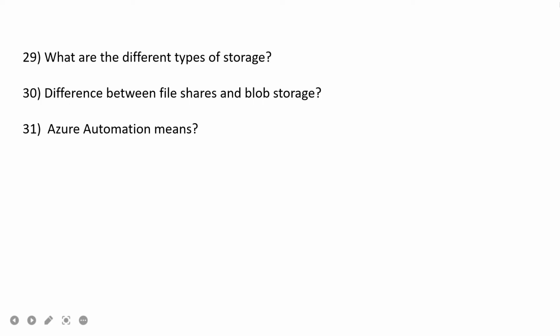Okay, so different categories of automation you can find yourself, like process automation, configuration automation. When we require configuration, then we can use an automation script. Or if you need update management, then also you can use automation. So different types of categories you can use automation for.